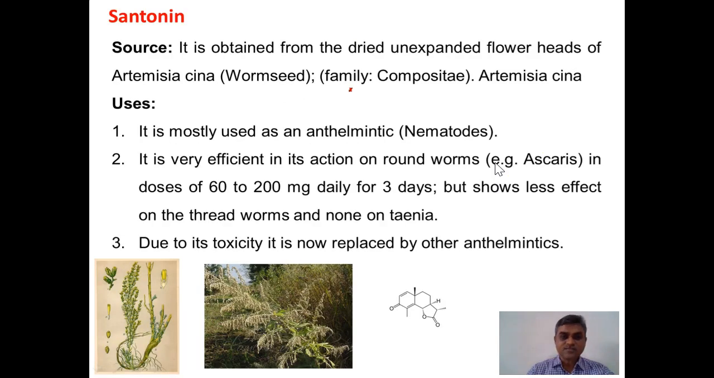Now, first of all, let us see from where we get this Santonin molecule. The major source of Santonin is Artemisia sina. This Artemisia sina has a lot of medicinal properties. It is used as anthelmintic. Anthelmintic means it is useful in killing roundworms, and doses of 60 to 200 milligrams daily for 3 days is sufficient. But due to toxicity effects, nowadays it is replaced by other anthelmintics.